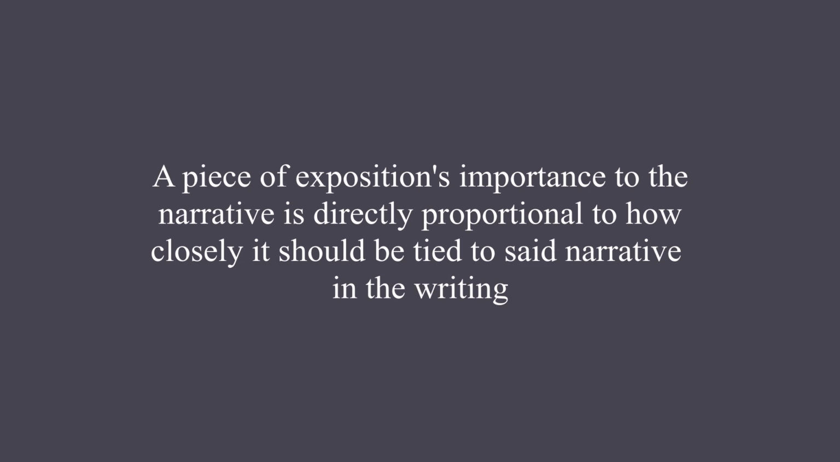If a piece of information is irrelevant to the overarching story as a whole, it can be on this side of the scale. If a piece of information is incredibly important, say a core piece of the character's backstory, or the world's political structure, because that structure is an important part of the climax or an important part of the character's arc, then that information is going to be delivered in a way that's more closely tied to the narrative, because it does have an effect on the cause and effect of the whole story. So, reworded from Sanderson's law, the law of exposition then is: a piece of exposition's importance to the narrative is directly proportional to how closely it should be tied to said narrative in the writing.